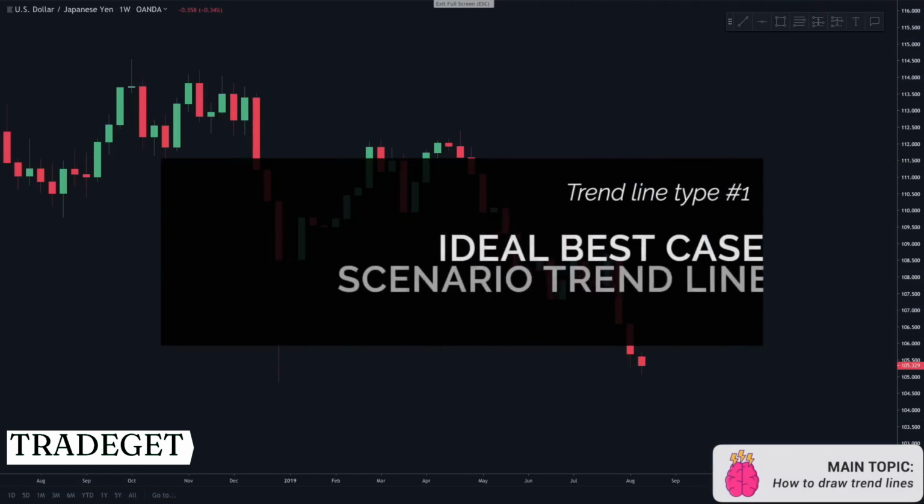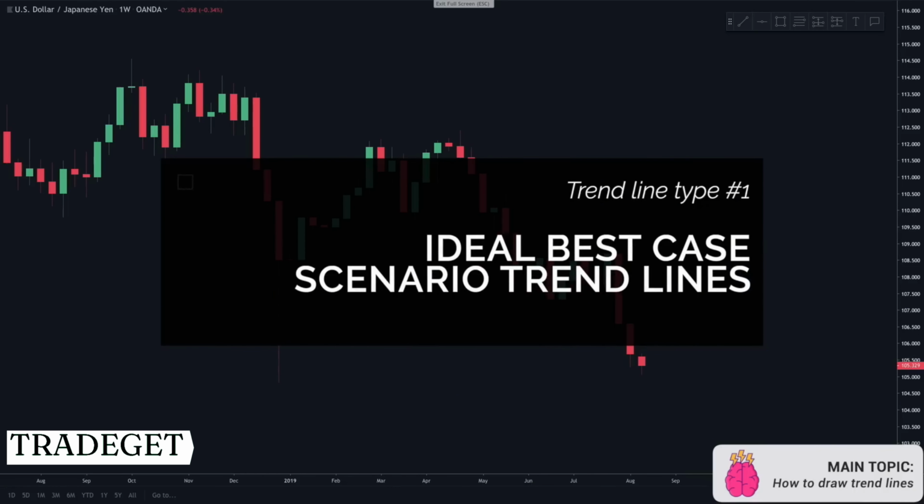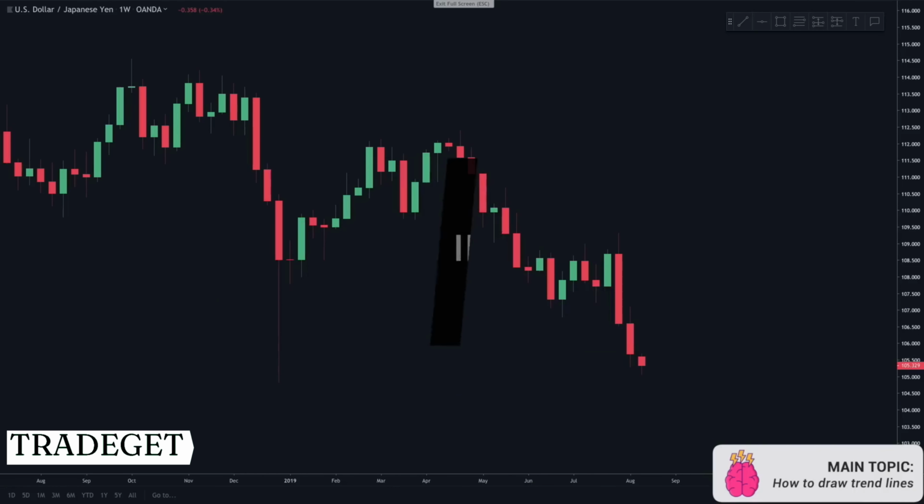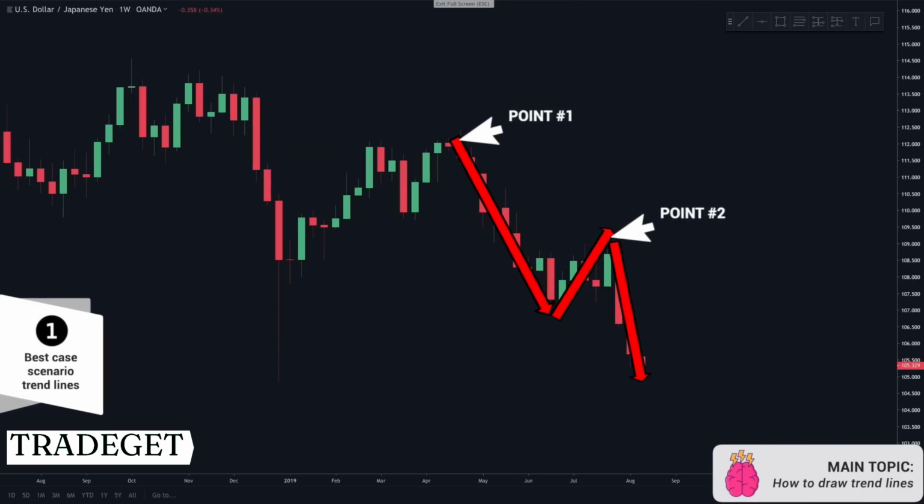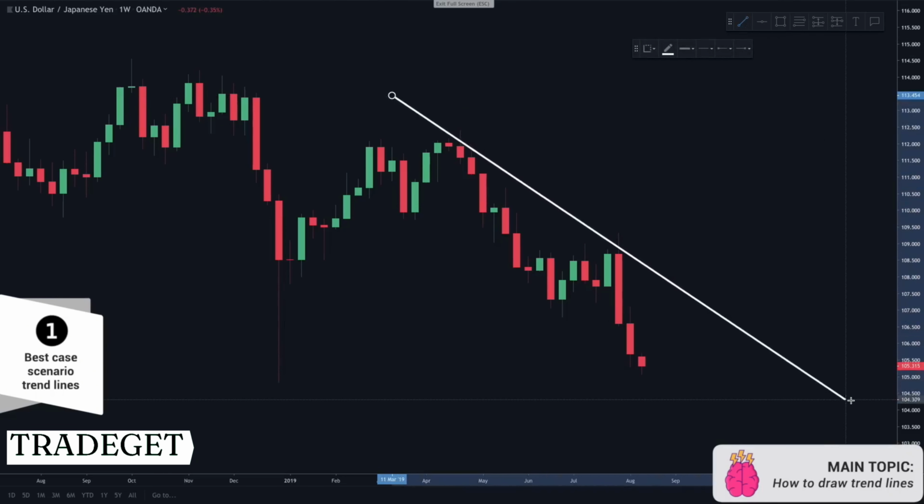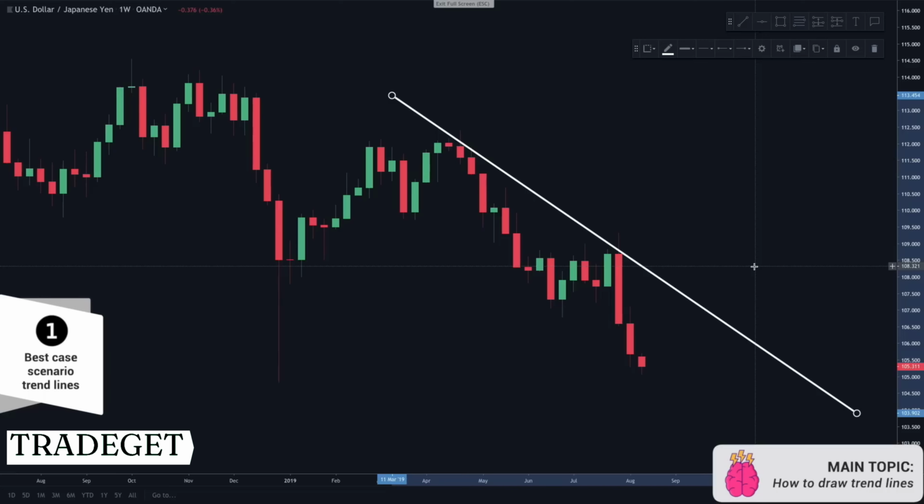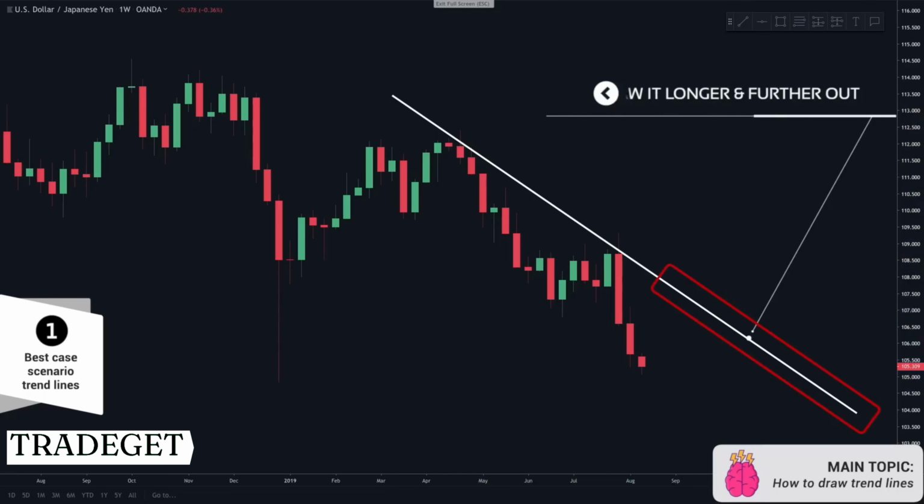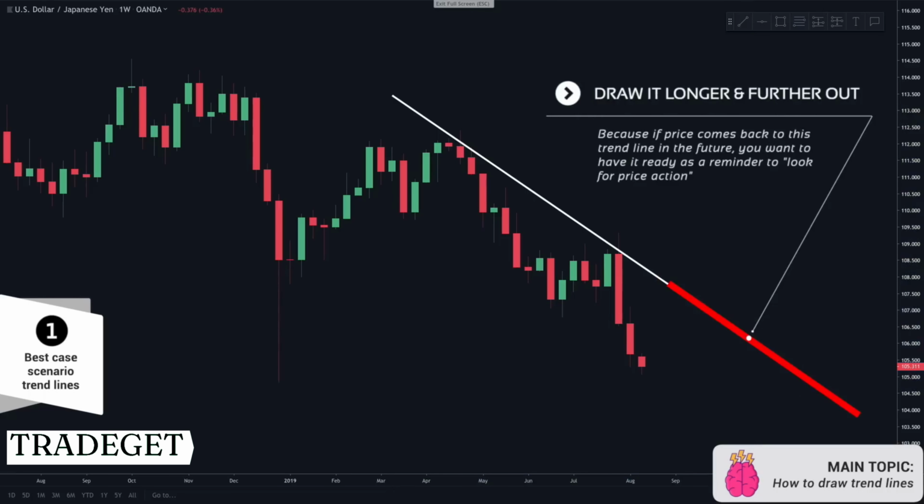So now let's start simple with what ideal, best case scenario trend lines will look like. Now here is your current moving downtrend. You click on your line drawing tool, start from past the first swing high, and drag the line down, connecting the 2 points. Also, make sure when you draw your trend line to have it extended further down. Because if price makes it back up to this trend line in the future, you want to have it ready there as a reminder to look.